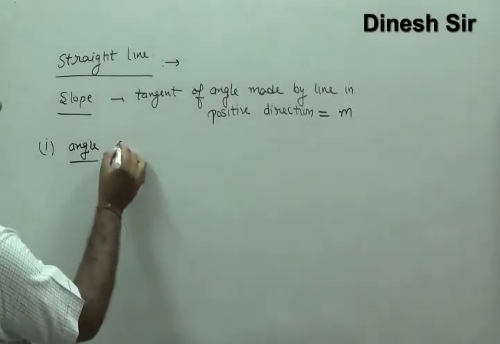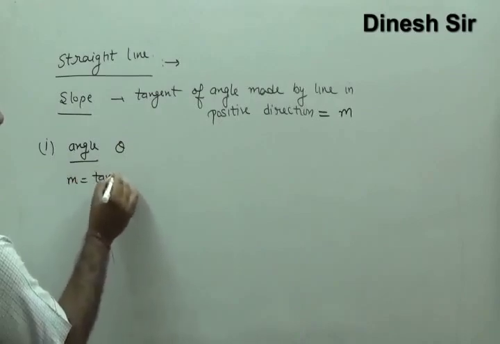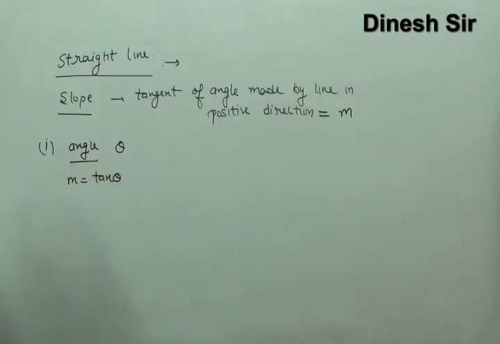Suppose the angle is given as theta. We may say the slope of the line is tan theta. This is said to be the slope of the line.